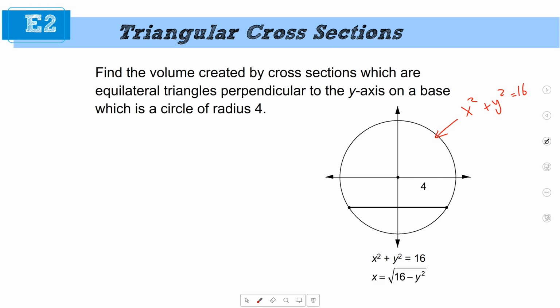Okay. There it is. Oh, I solved that in terms of x. Sorry, I solved that in terms of y. I solved for x. Why? Because that was a joke. I didn't mean that. Why? Because I want to work in terms of y. How do I know I'm working in terms of y? Because I said earlier I have a horizontal representative rectangle.